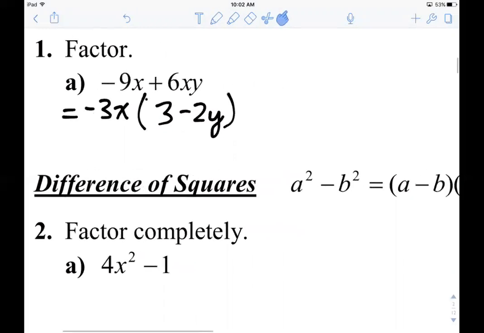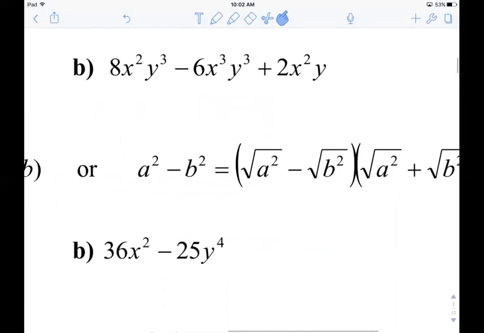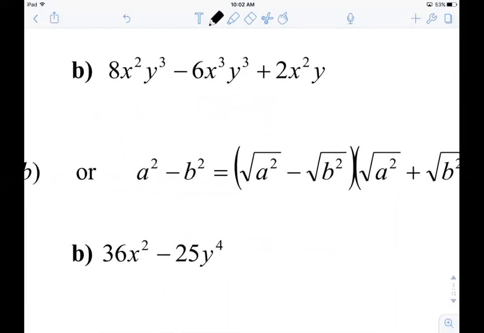Let's try doing another one of these. So now in example B here, we've got 3 different pieces to it. So let's look for a common factor. Well, if we look at the coefficients, 8, -6, and 2, they all divide evenly by 2. And then if I look at the x's, well, they all not only have an x, two of them actually have an x squared and one of them has an x cubed, which means the biggest power of x that they at least all have is 2 powers of x, or in other words, they each have at least an x squared.